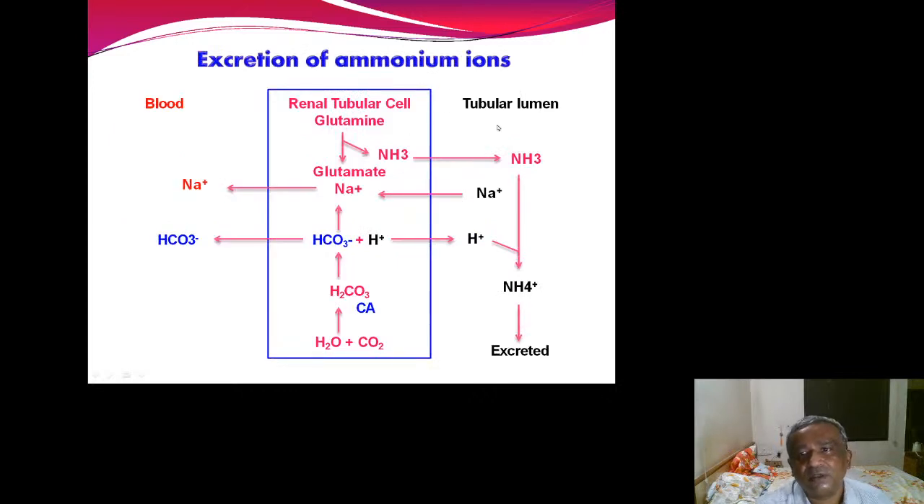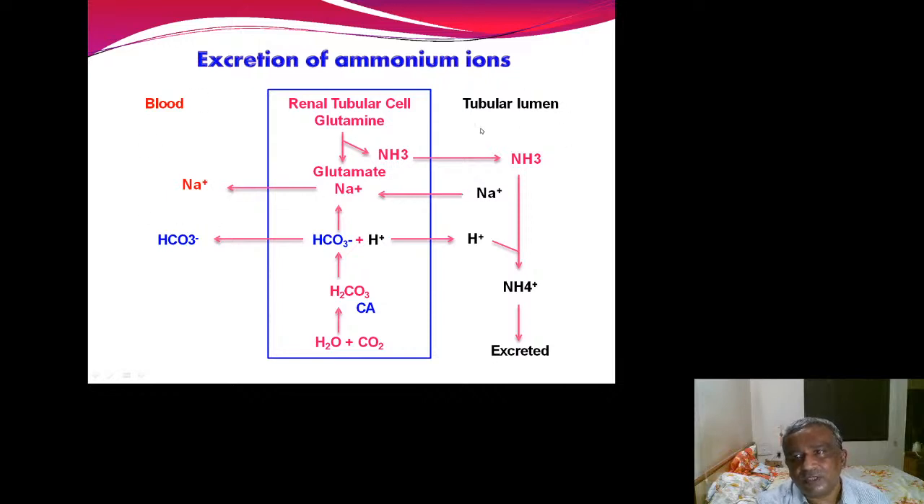Let's see it with this figure. This is the renal tubular cell. The glutamine is converted into glutamate and during this process the ammonia is formed. The ammonia enters inside the tubular lumen. Another process is also happening: H2O plus CO2, again in the presence of carbonic anhydrase, is converted into carbonic acid which dissociates into H plus and HCO3 minus. Now this H plus enters inside the tubular lumen. This NH3 and H plus combine to form NH4 which is excreted. The HCO3 enters inside the blood and it is retained.